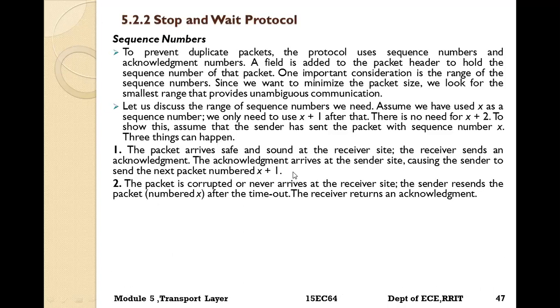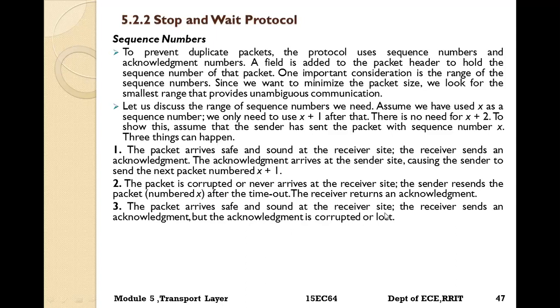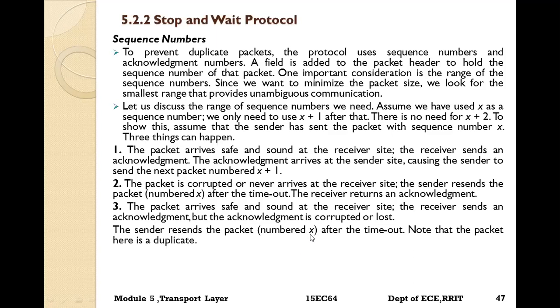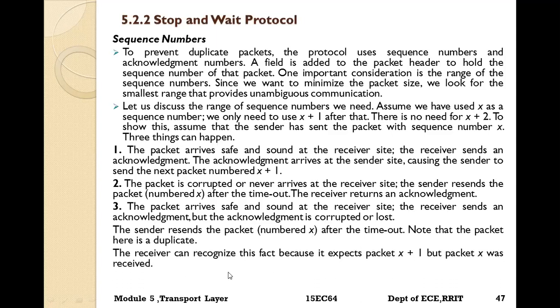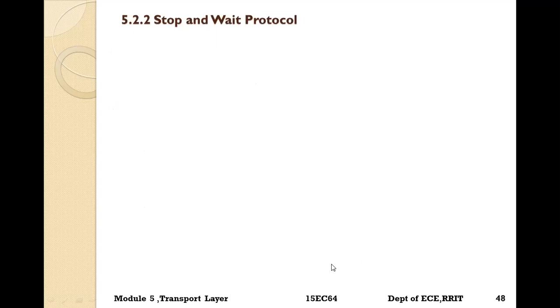Second, the packet is corrupted or never arrives at the receiver side. The sender resends the packet after the timeout. The packet numbered x is resent here. Understood? The receiver returns an acknowledgement. Third, the packet arrives safe and sound at the receiver side, and the receiver sends an acknowledgement, but the acknowledgement is corrupted or lost. When the acknowledgement is corrupted or lost, the sender will resend the same packet x, but the receiver has already received packet x, so there will be a duplicate. The duplicate will be recognized and one packet will be erased.